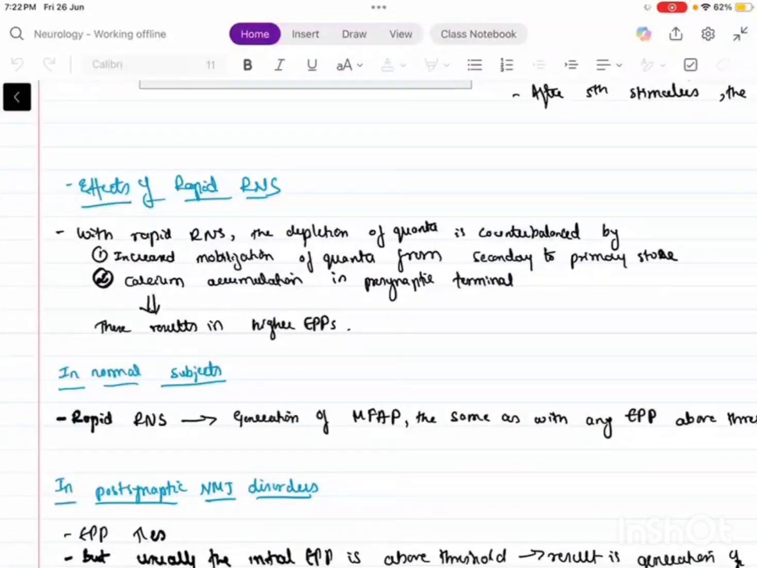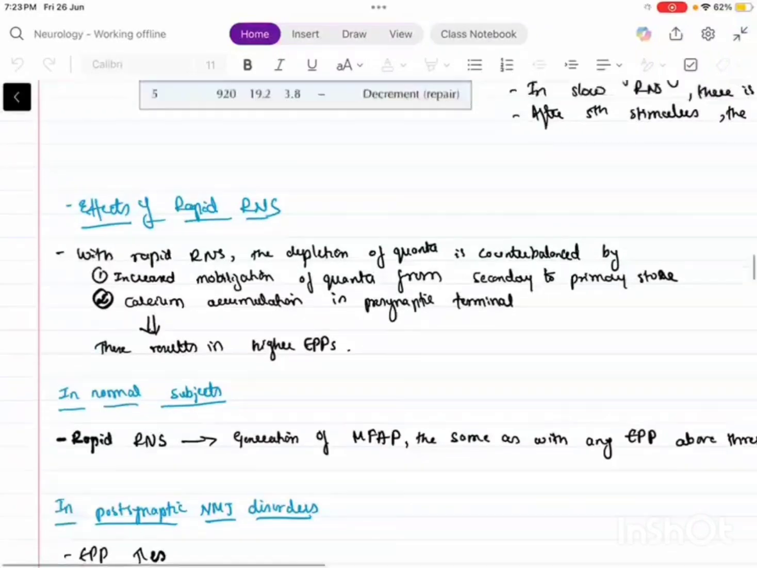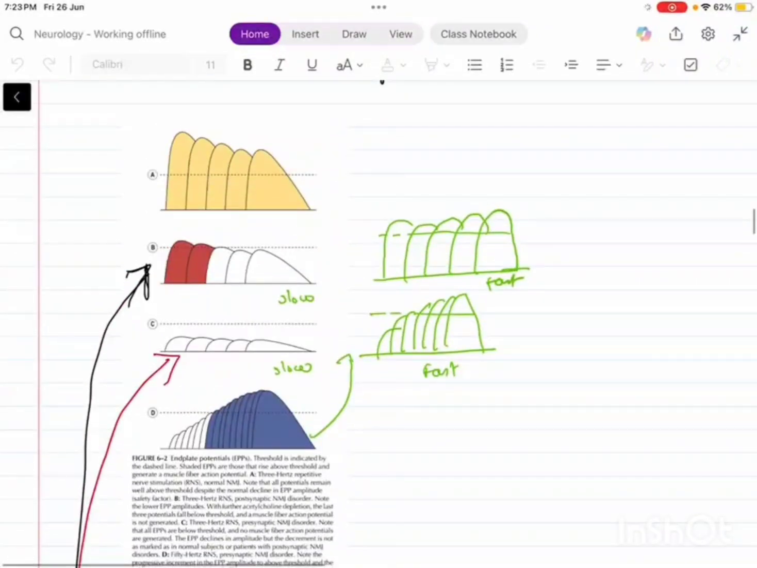The depletion of the quanta is counterbalanced by the increased mobilization of the quanta from the secondary to the primary store, and calcium accumulation in the presynaptic terminal, which results in the higher end plate potentials. So on rapid RNS in postsynaptic, this first one, green color, what will cause accumulation? In the postsynaptic, initially it is above the threshold on first stimulation, then a little bit decrease, then secondary contact occurs and then there is an increment.